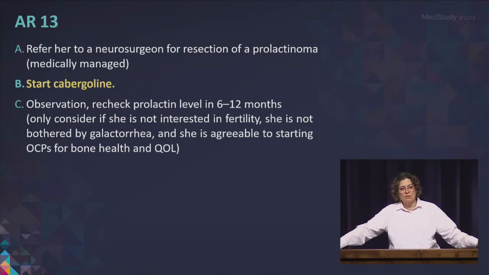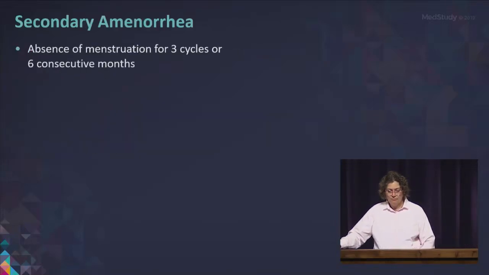And again, observation would not be unreasonable if fertility wasn't the end game. Because if she's estrogen deficient, wasn't interested in fertility, not bothered by the galactorrhea, she could start birth control. And we could just watch and see what the prolactinoma does. But since she is interested in fertility, or if she were interested in fixing the galactorrhea, the only way to fix both of those would be to normalize the prolactin level. So dopamine agonist therapy is what is necessary.